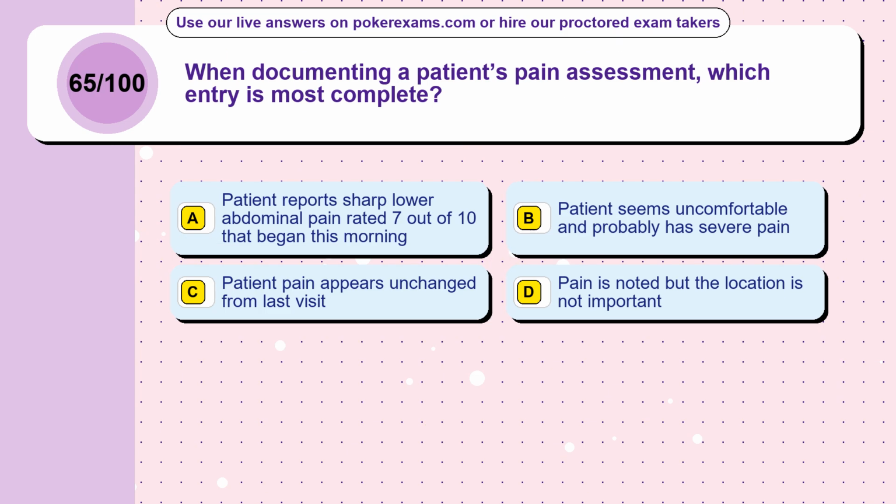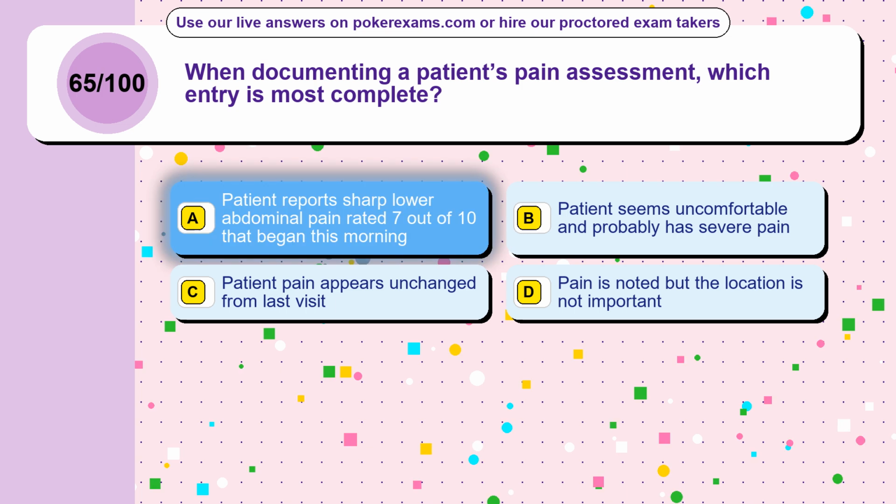Question 65. When documenting a patient's pain assessment, which entry is most complete? Option A. Patient reports sharp lower abdominal pain rated 7 out of 10 that began this morning. Option B. Patient seems uncomfortable and probably has severe pain. Option C. Patient pain appears unchanged from last visit. Option D. Pain is noted but the location is not important.